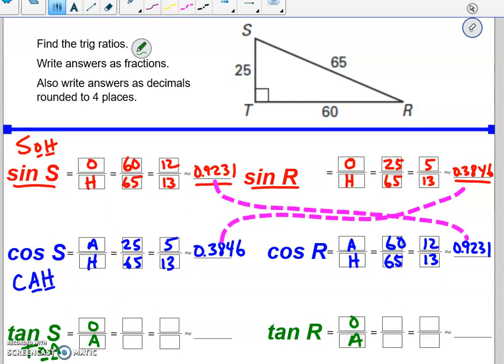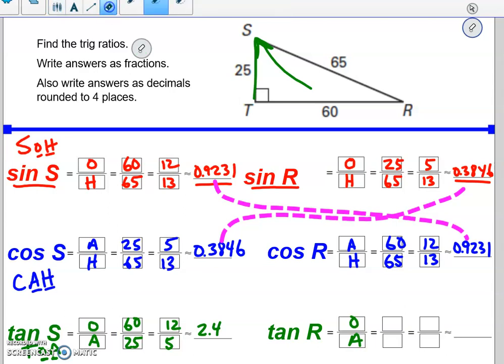Okay, so let's start with angle S. If that's my angle that I'm keying in on to try to find this ratio, I'm going to talk about the opposite side, which is 60, and the adjacent side, which is 25. And when I simplify that, I get 12/5, which is the same as 2.4.